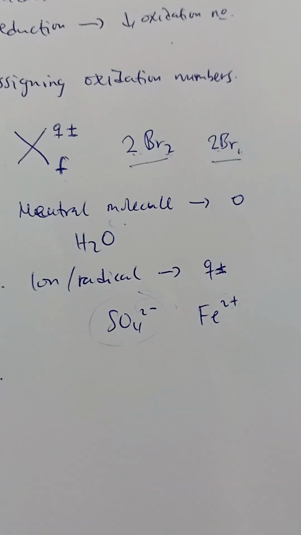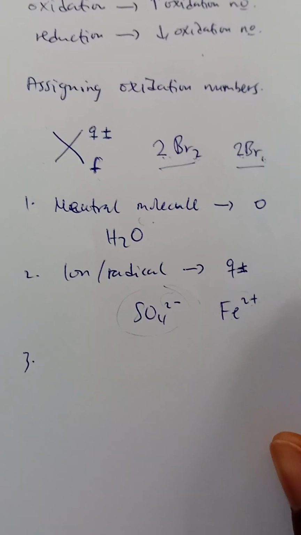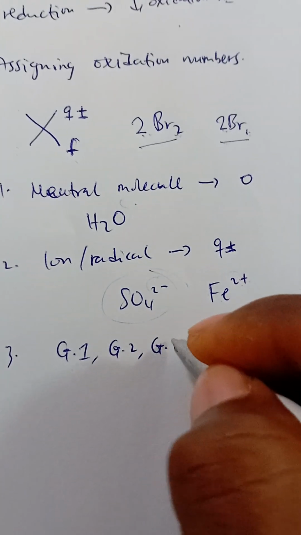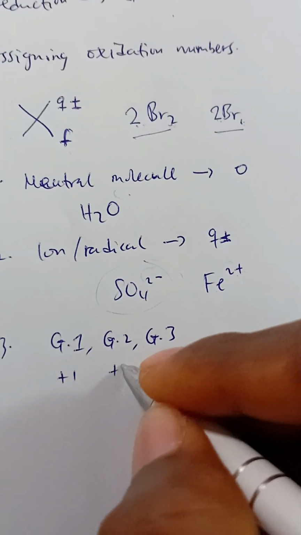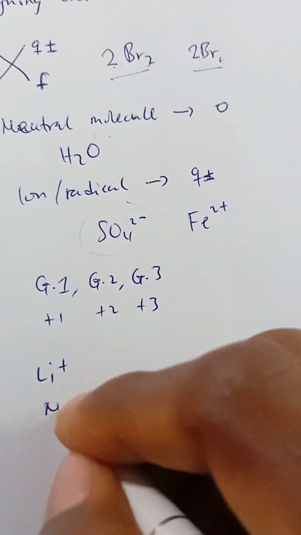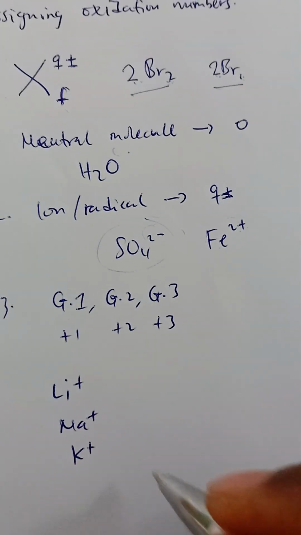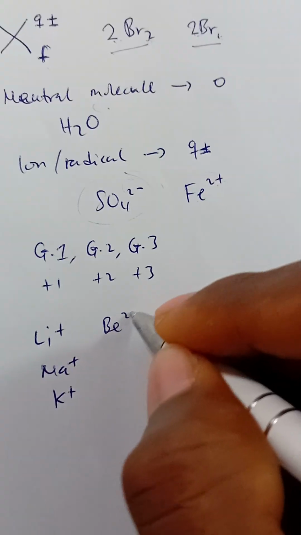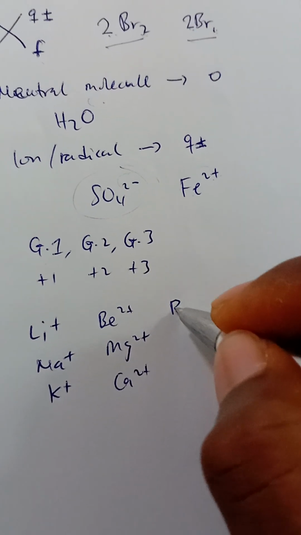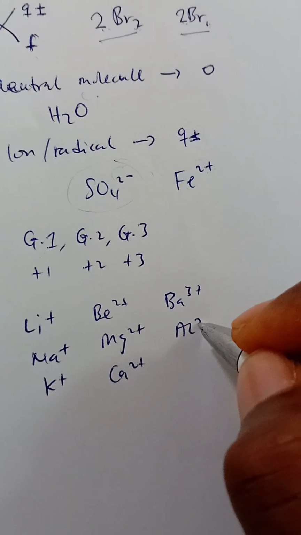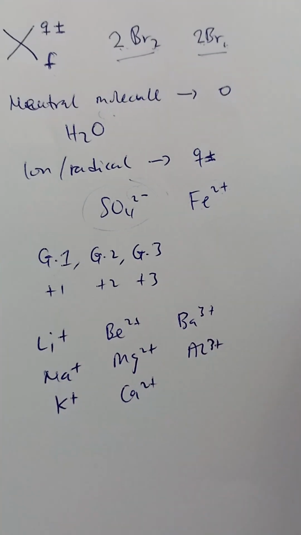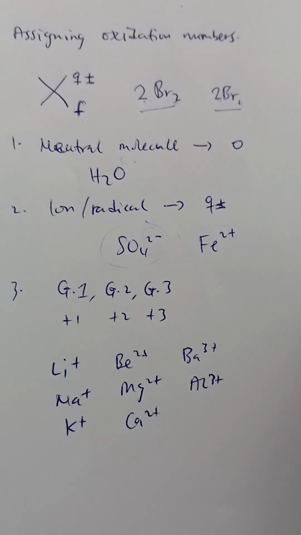Now, there are some particular atoms whose oxidation numbers are fixed, like group 1 atoms. So group 1, group 2, and group 3 atoms have oxidation states of +1, +2, and +3 respectively. So you'll be seeing them. And there are lots more. They have a fixed oxidation state. Now there are a lot of exceptions, but let's just go straight to the point.